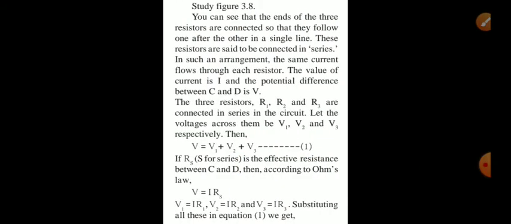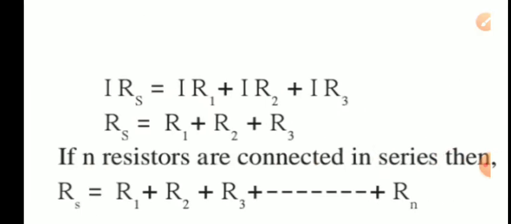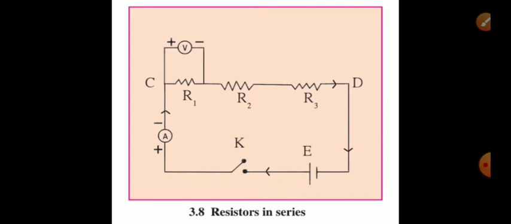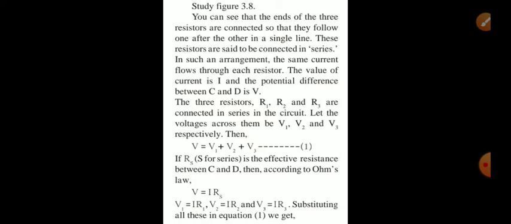Now we will see what happens if resistors are connected in series. Now study figure 3.8. You can see the diagram 3.8. Resistors are connected in series here. You can see that the ends of the three resistors are connected so that they follow one after the other in a single line. These resistors are said to be connected in series.